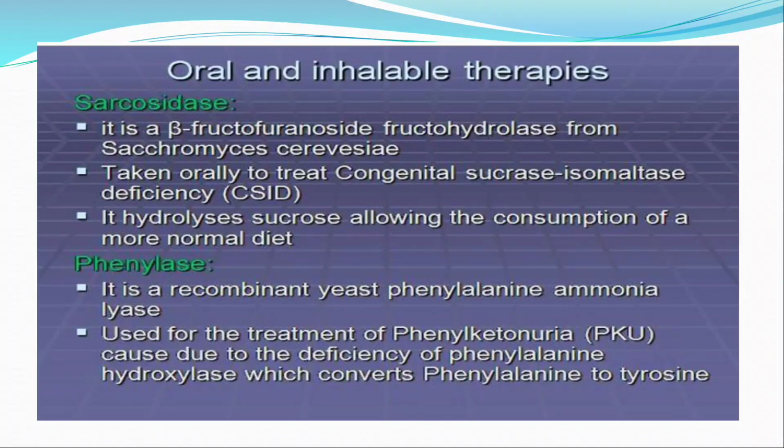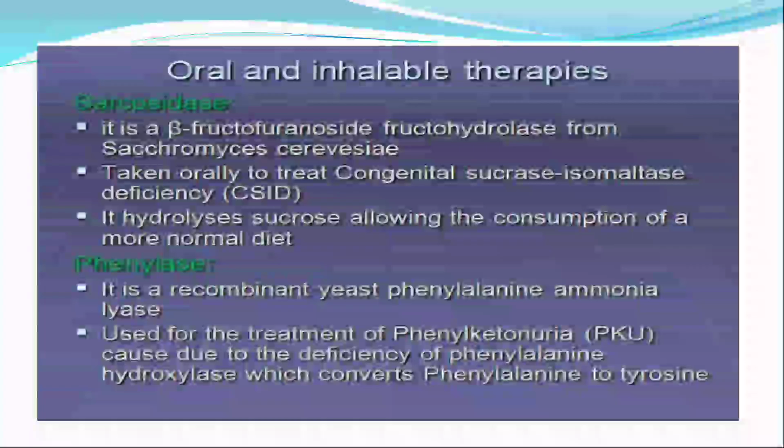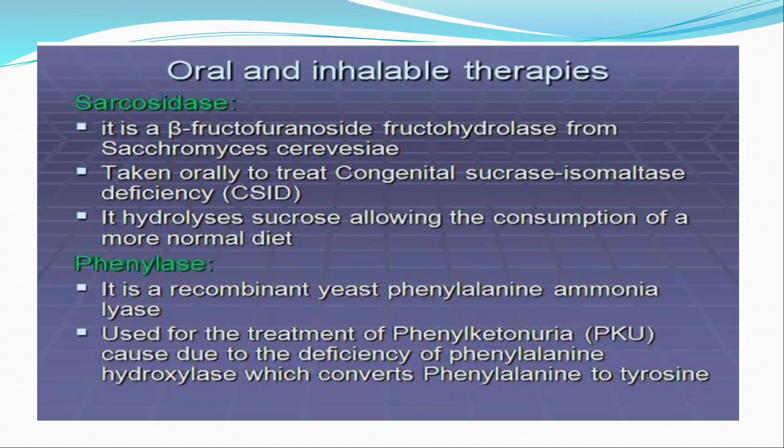Then phenylalanine ammonia-lyase. This enzyme is again a recombinant enzyme. It is a recombinant yeast phenylalanine ammonia-lyase enzyme and it is used for the treatment of phenylketonuria. Okay, so it is used for the treatment of phenylketonuria, that is PKU, which is caused due to the deficiency of phenylalanine hydroxylase.